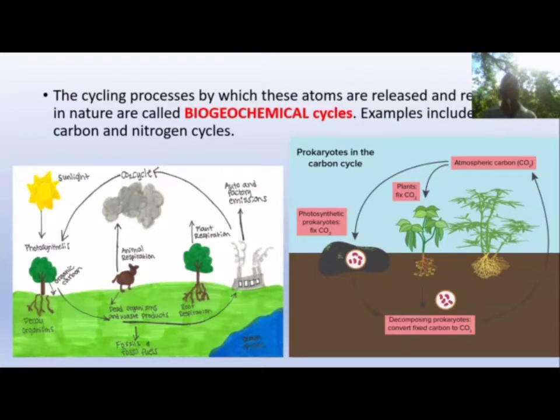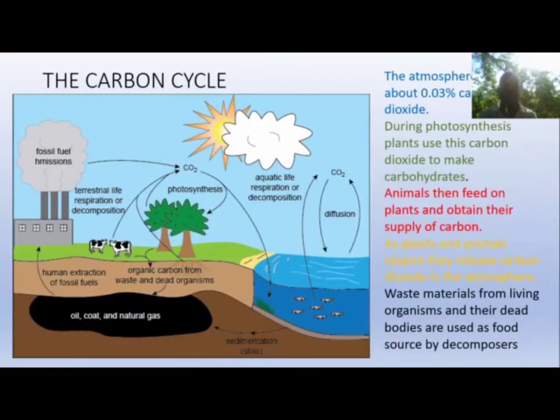Cycling. Examples include the carbon and nitrogen cycle. So this is how the carbon and nitrogen cycle comes into play. We're going to look at them individually. First one up is the carbon cycle. Now, the atmosphere contains about 0.03% of carbon dioxide, right?